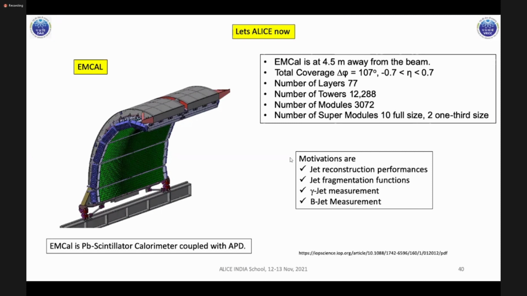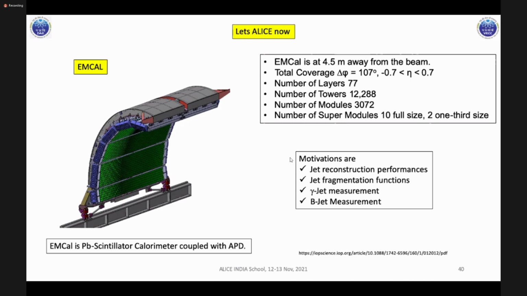And once you know these electrons and photons, you can have information about jet, which is the hard probe to understand the QGP formed in the collisions. And once you measure the jet, you know about the jet fragmentation functions. And if you know the jets, then you can have some information about photon jet measurements and also B jet measurements. And what is the technology that was used?